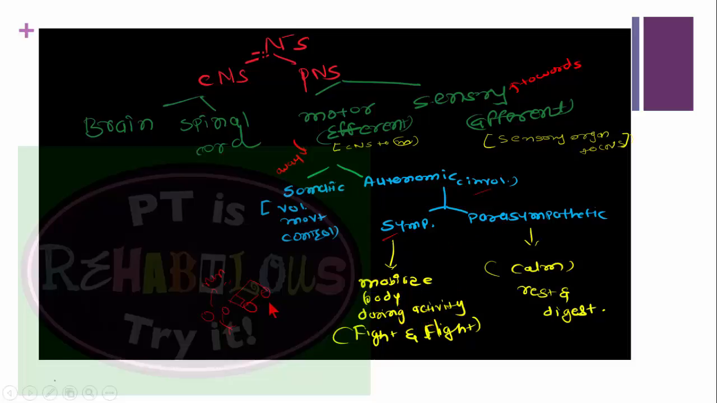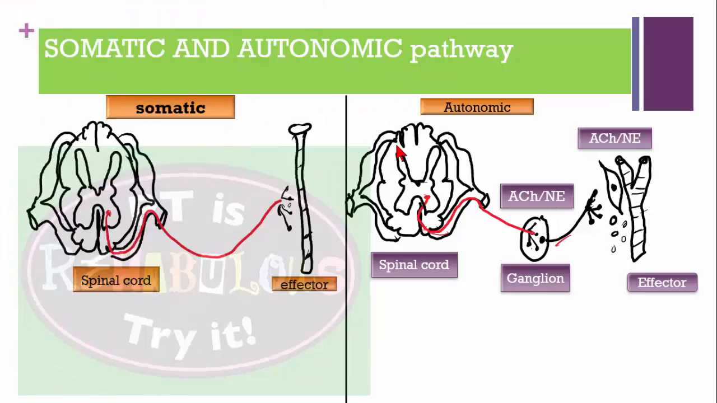For example, the bus is coming towards you. At that time, will you stand there or will you move? You will move from there, or sometimes you will change your path. So that is the fight or flight reaction. And the parasympathetic nervous system calms your body, meaning rest and digest.